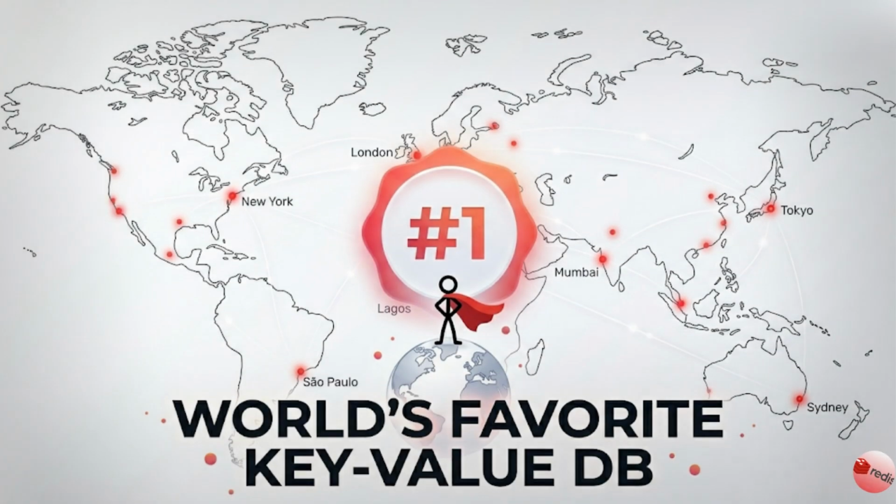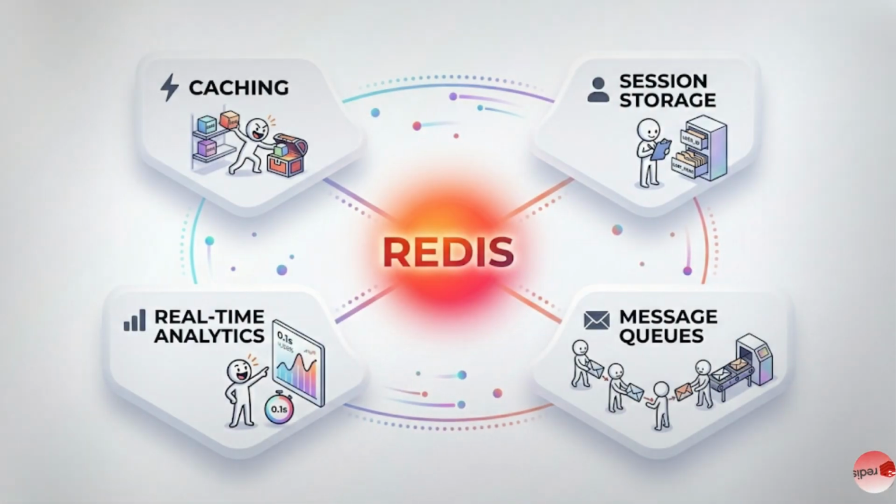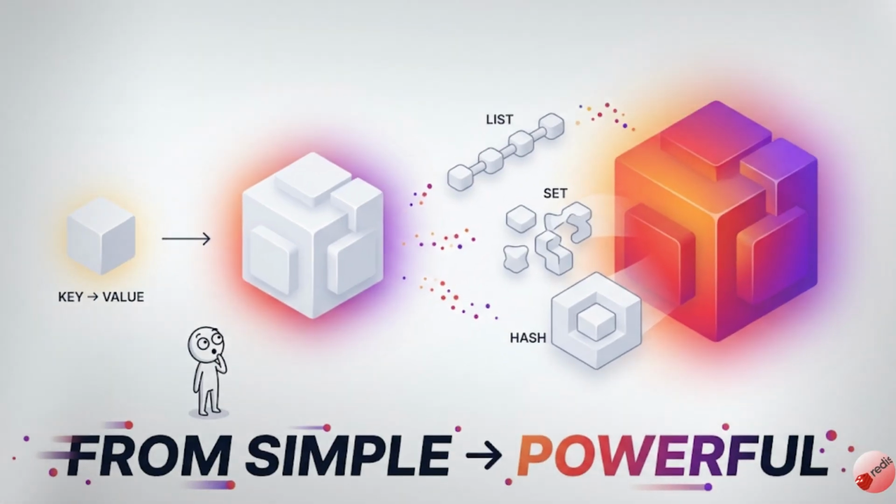Redis. Redis is one of the most popular key-value databases in the world. It stores data primarily in memory, making access exceptionally fast. Originally created to improve application performance, Redis is widely used for caching, session storage, message queues, and real-time analytics. Although it started as a simple key-value store, it later added support for more advanced data structures.